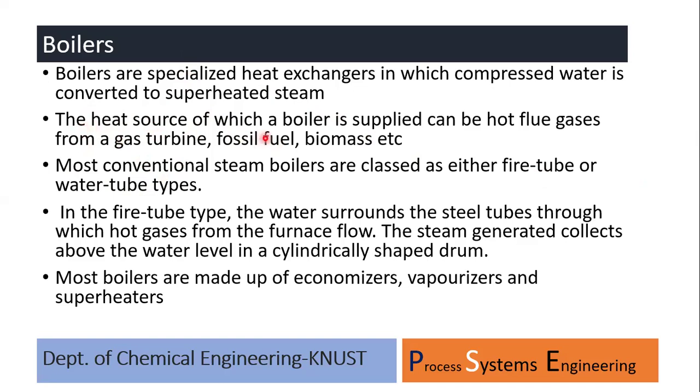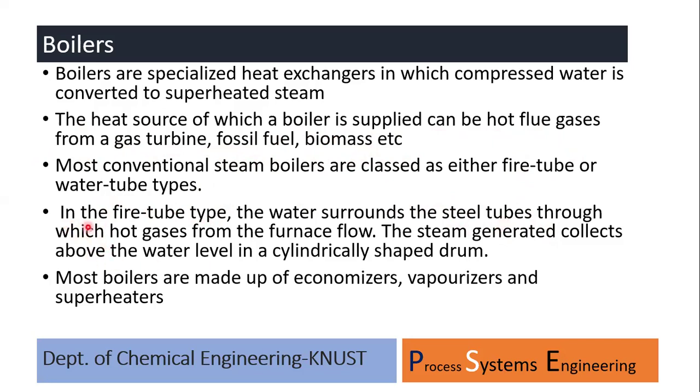So the heat source with which a boiler is applied can be hot flue gas from a gas turbine, fossil fuel, or biomass. So these are some of the sources or fuels that we can use for a boiler. And for most conventional steam boilers, we can classify them as either fire tube or water tube. So these are just types of steam boilers we have. And the kind of boiler depends on the place where the water is flowing.